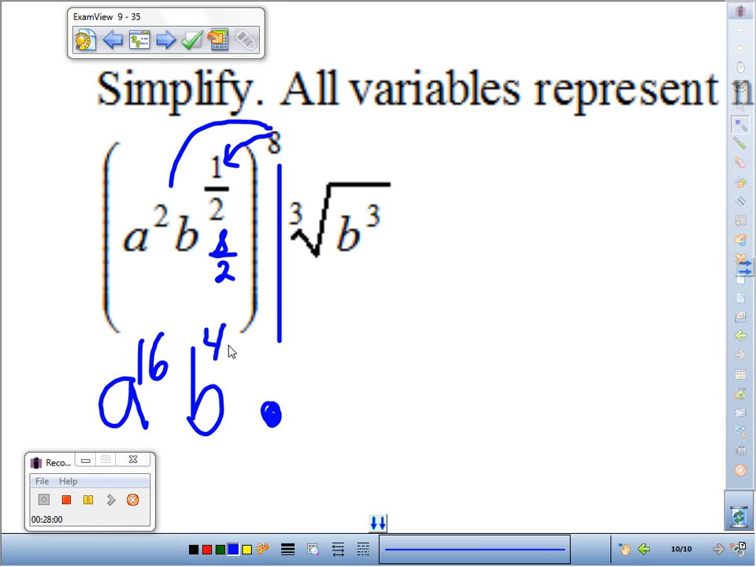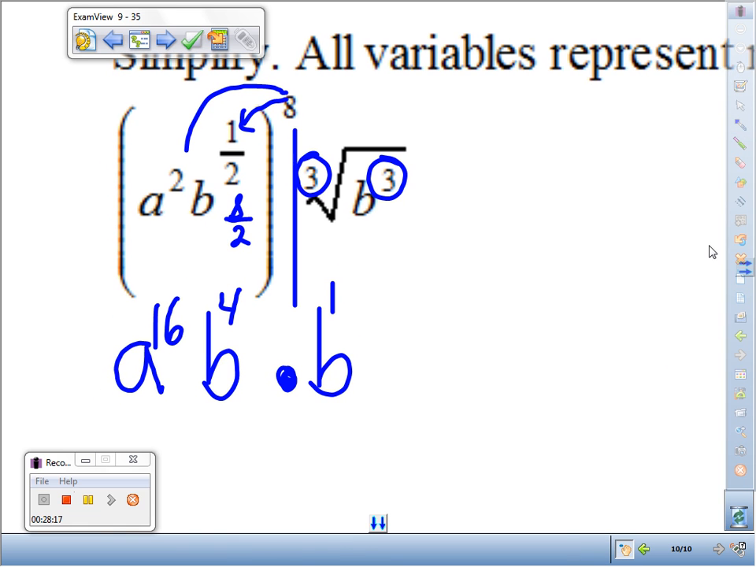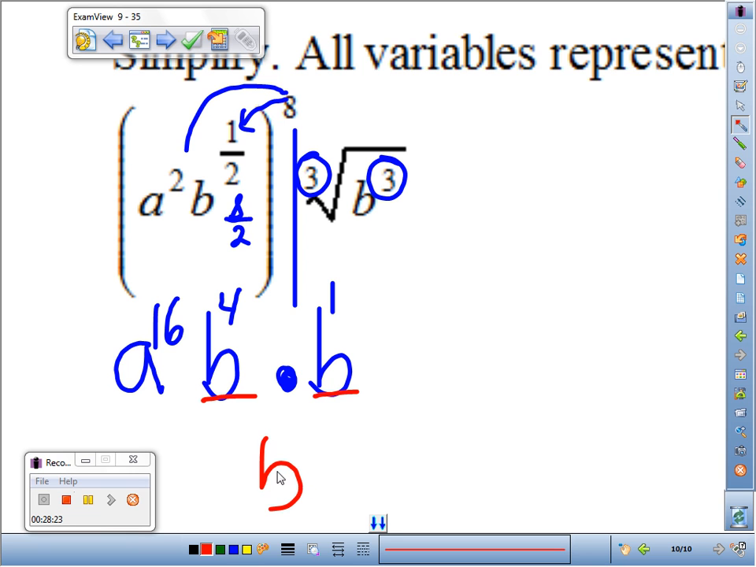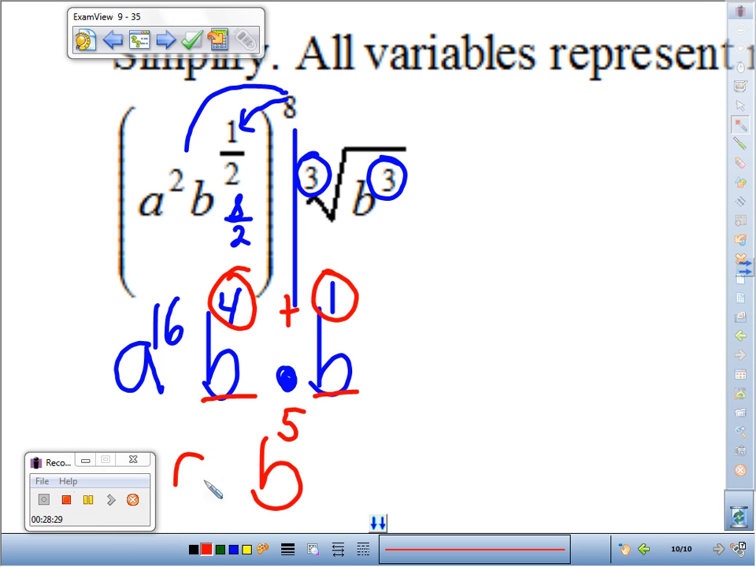Are we there so far? We're done with this one. Now let's move to this one. What happens to the exponents with the index? Divide. Is that correct? 3 divided by 3 is b to the 1st. So, aren't we multiplying here? Yes, these are the same base. What happens to the exponents? We add, so this is b to the 5th, and bring down the a to the 16th. And we're done.